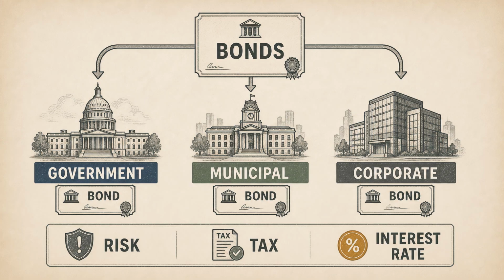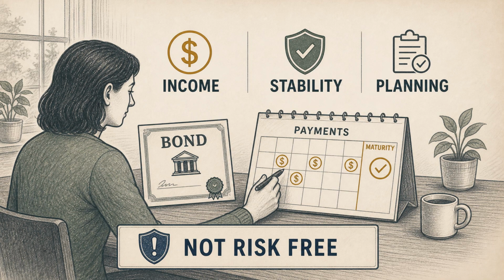Bonds can come from different borrowers. National governments issue government bonds. Cities and states issue municipal bonds. Companies issue corporate bonds. The basic structure is similar, but the risks, tax treatment, and interest rates can be very different. Investors buy bonds for income, stability, and planning. A bond can provide scheduled payments and a known maturity date. That can be useful for people who want less day-to-day uncertainty than stocks, although bonds are not risk-free.